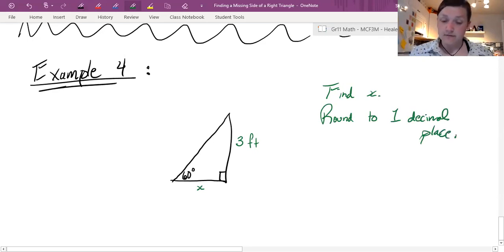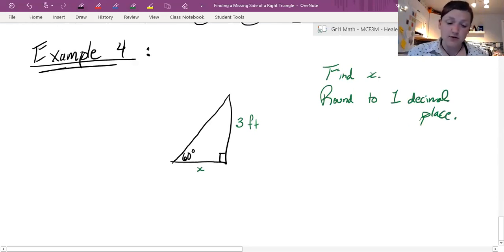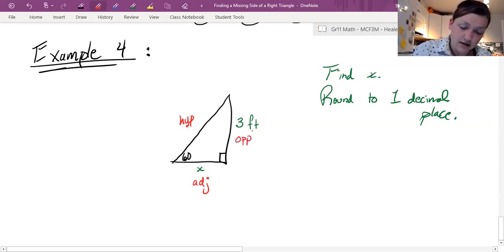Great. So same steps as always. First thing we do is label the triangle as opposite, adjacent, hypotenuse in reference to this angle we were given. In reference to this 60-degree angle, the one across from the right angle is always the hypotenuse. Adjacent to our 60-degree angle is this x side here. And opposite that 60-degree angle, across from it, is the side that we were told is 3 feet. So that's our opposite side. Okay, so that was our first step, done.